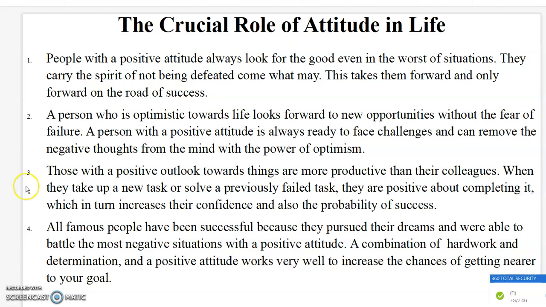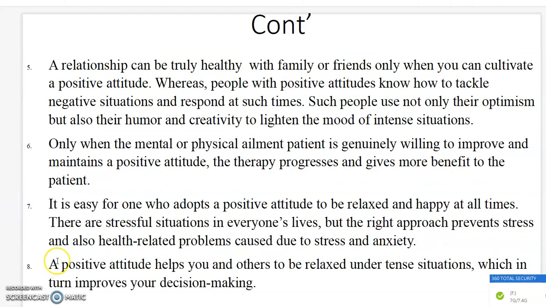Number 4, all famous people that we have come across, those who have been successful, became so because they pursued their dreams and were able to battle the most negative situations with a positive attitude. A combination of hard work, determination, and a positive attitude works very well to increase the chances of getting nearer to your goal.